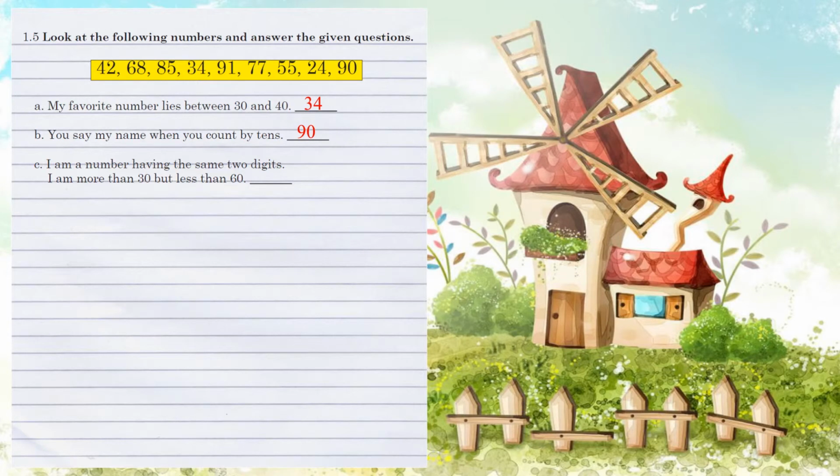I am a number having the same 2 digits, but I am more than 30 but less than 60. Well, the same 2 digits is really important there. If we scan through, we see we have 2 numbers that have the same 2 digits. But which one of those 2 numbers is more than 30 and less than 60? Well, 77 is more than 60. So our answer here would be 55.